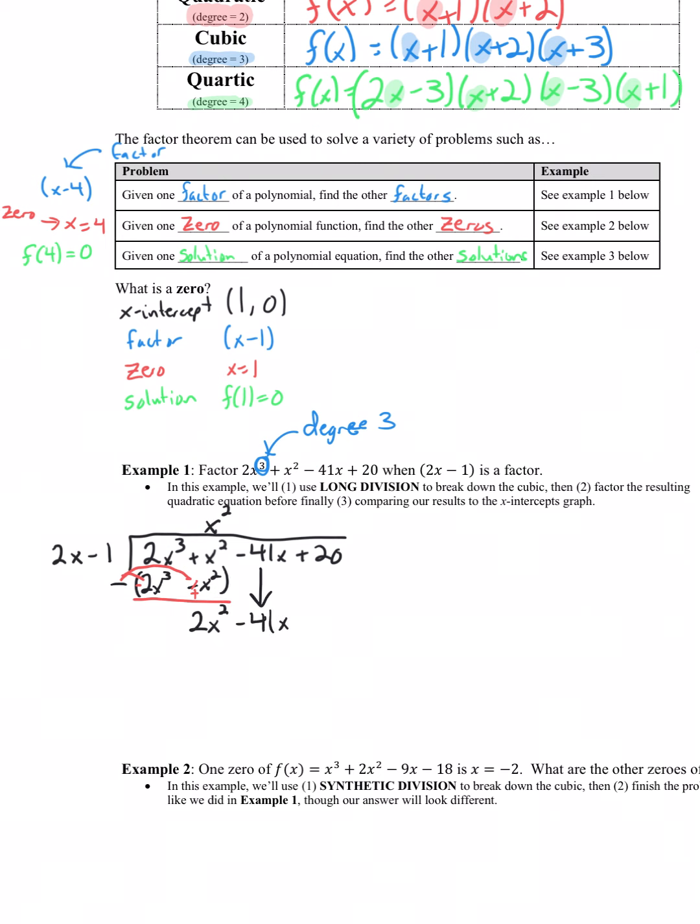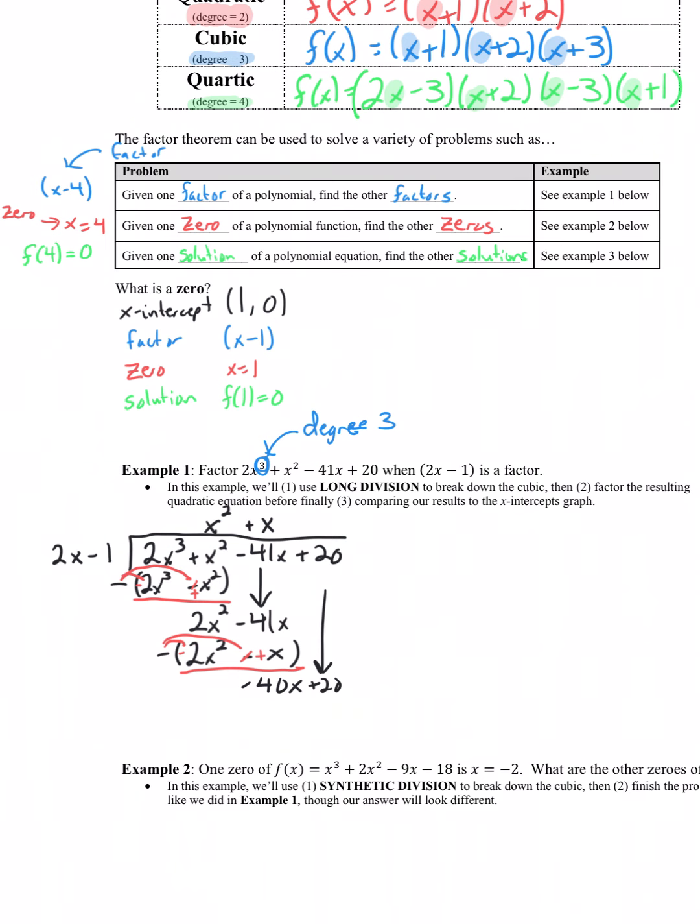and then I pull down the 41x. And then I have to ask myself, 2x times what equals 2x squared? That's going to be a positive x. x times 2x equals 2x squared. x times -1 equals -x. Then I'm going to distribute the negative again. That's going to become a positive x there. And I end up getting -40x. That drops down. Drop my plus 20 down as well.